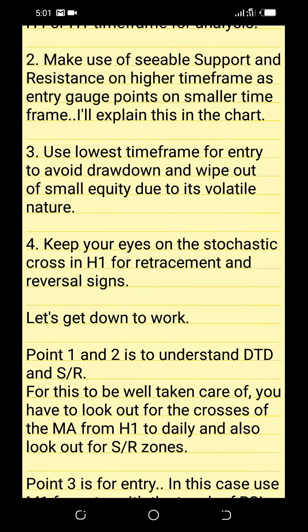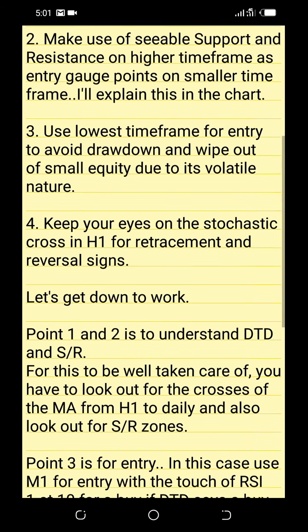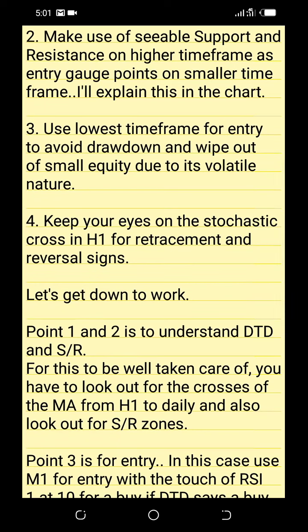Then number three, you make use of a lower time frame for entry. This is very critical to avoid drawdown and wipe out of small equity. It's okay if you have small equity, you can trade V75. But if you make an entry as if you're a swing trader, it's going to wipe you out.